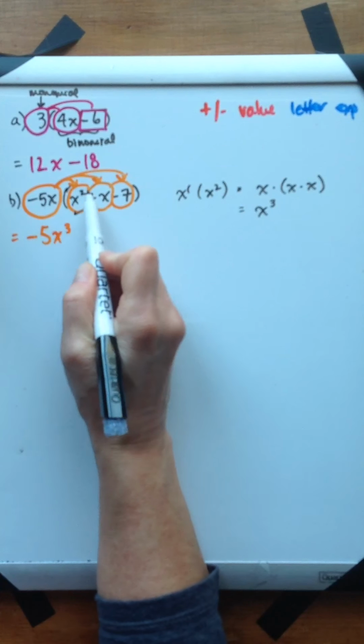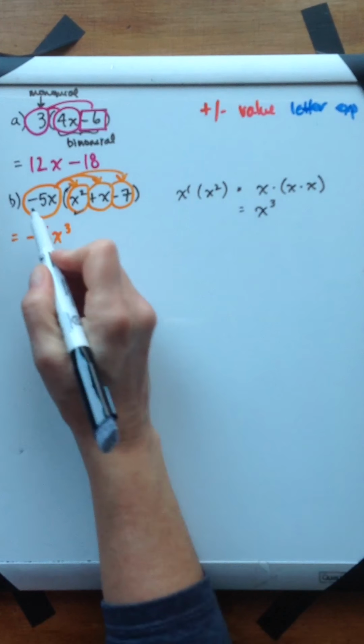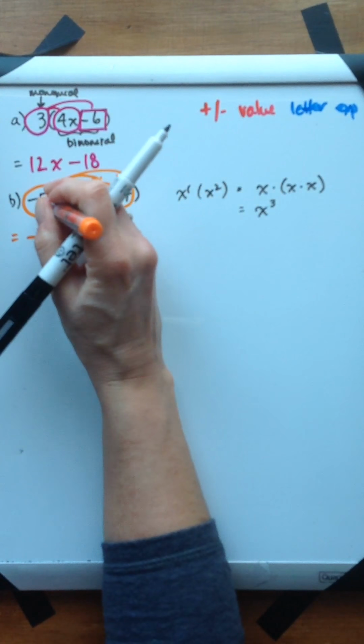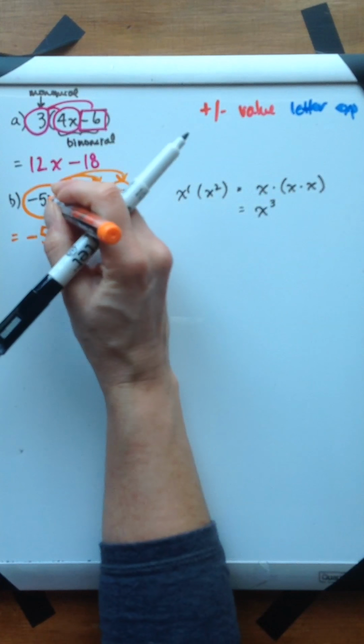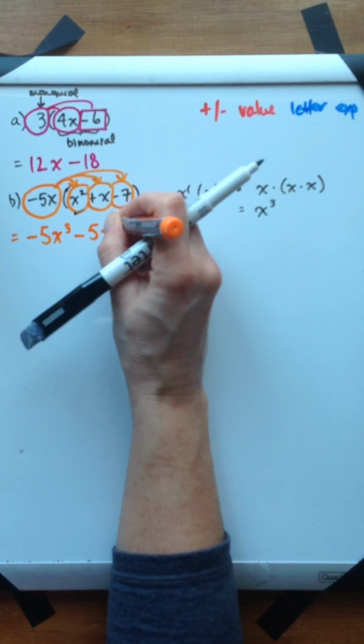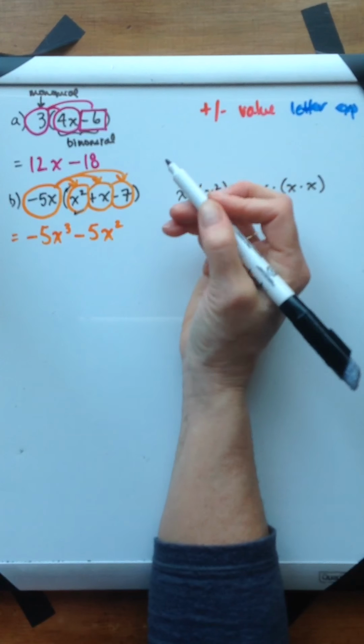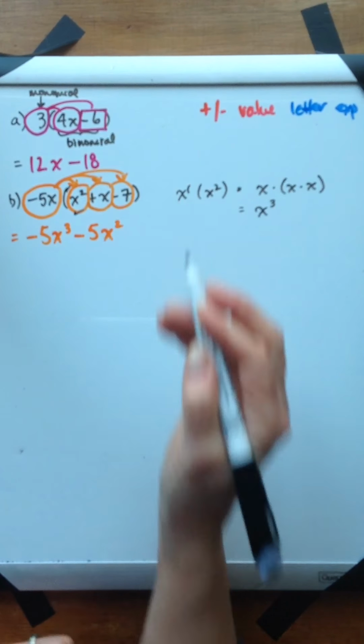Let's look at negative 5 times positive x. Signs first. Negative times positive is negative, 5 times 1 is 5, and x times x is x squared, or x times itself, so that there are 2 of them. Lastly, signs get multiplied.